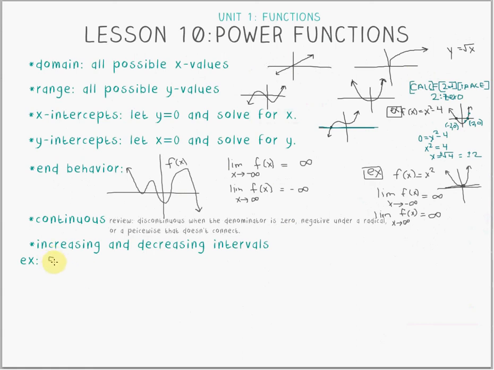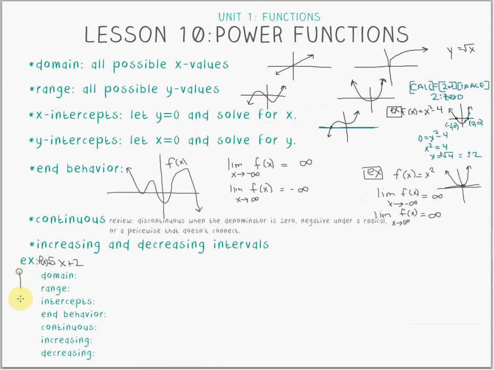So I have 5x plus 2. I'm going to call this f of x equals 5x plus 2. I want to know all of these things about this graph. First of all, what the domain of this graph is. So what does 5x plus 2 look like?